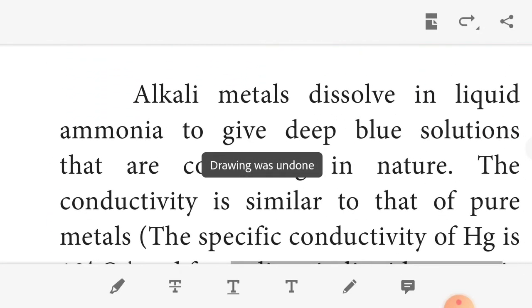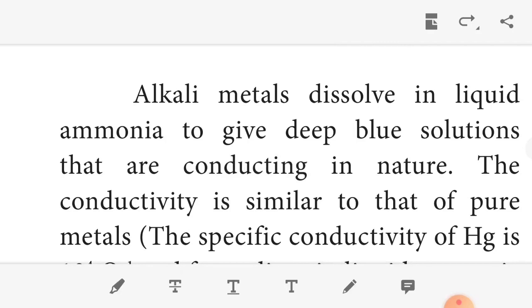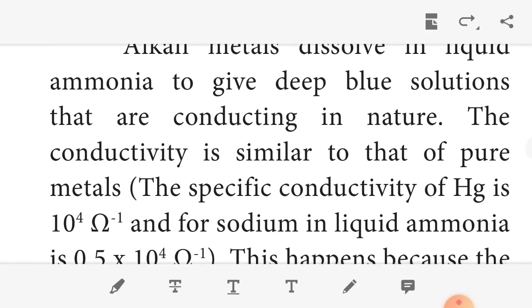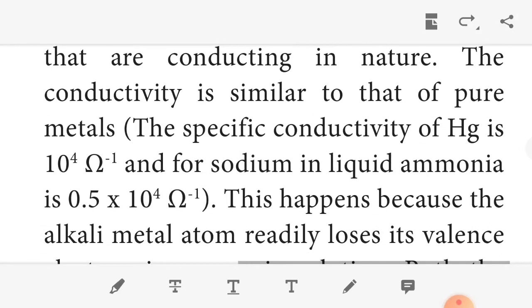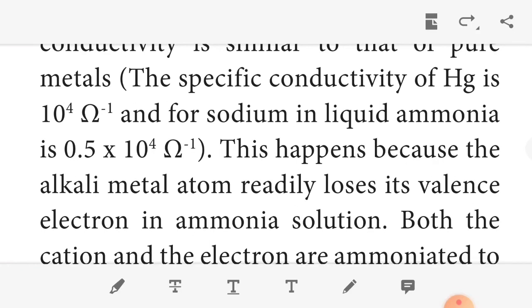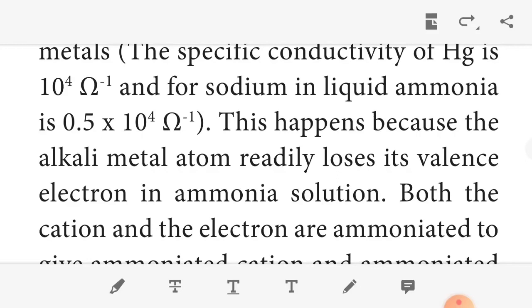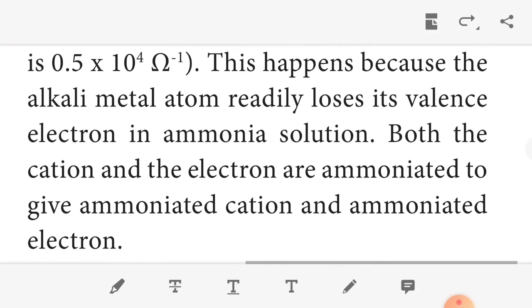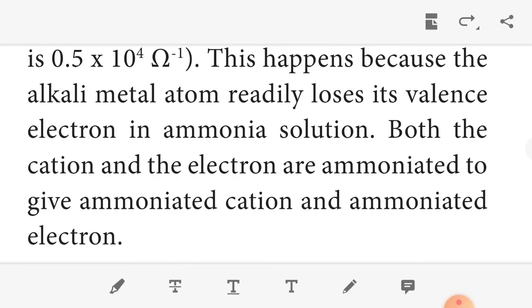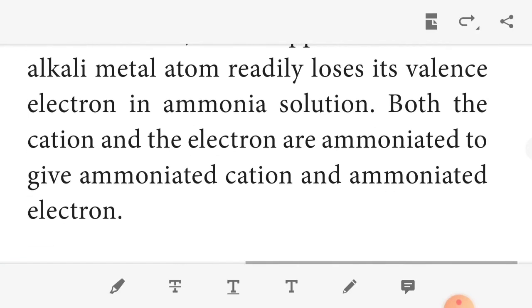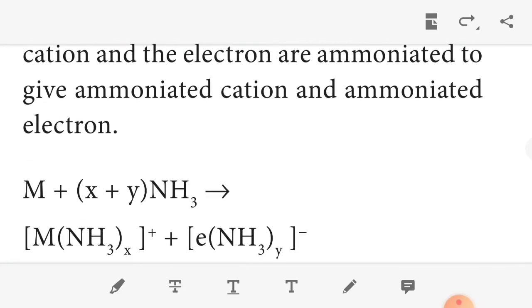Then, reaction with liquid ammonia. The alkali metals dissolve in liquid ammonia to give a deep blue solution. They are conducting in nature. The specific conductance of mercury is 10 power 4 ohms, and that of sodium in liquid ammonia is about 0.5 times 10 power 4 ohms. This happens because the alkali metal atom readily loses its valence electron in ammonia solution. Both the cation and the electron are ammoniated, giving the ammoniated cation and the ammoniated electron. So M plus x+y NH3 gives M(NH3)x plus and e(NH3)y minus.